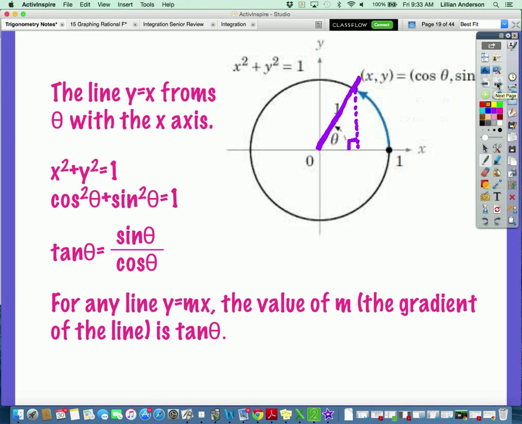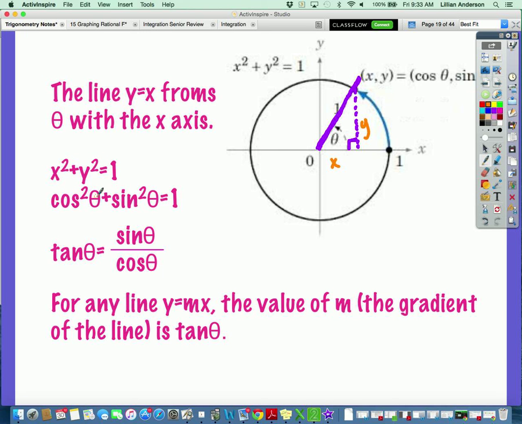You can also form lines within these coordinate planes, of course. Now the line y equals x forms theta with the x-axis like before. That point on the circle, x, y, can be represented as cosine theta, sine theta. And the old school Pythagorean theorem of a squared plus b squared equals c squared can be transformed into a coordinate plane as x squared plus y squared equals 1 squared, which is just 1.